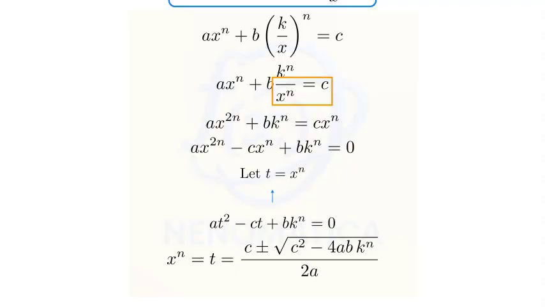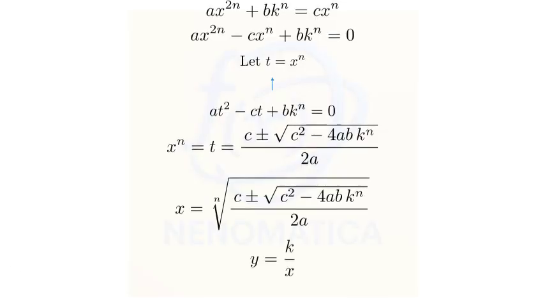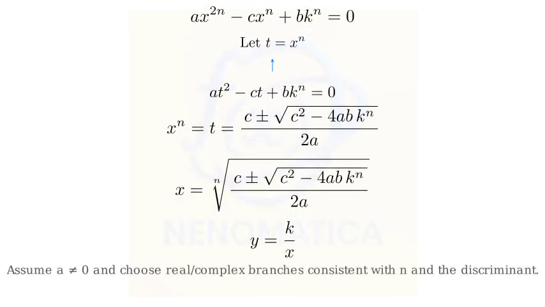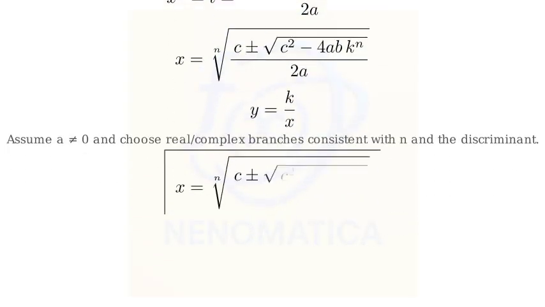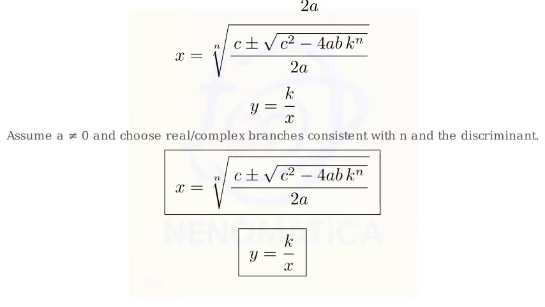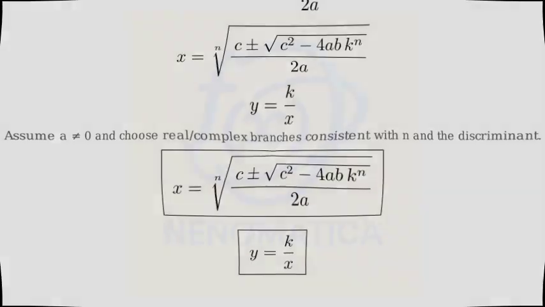t equals c plus or minus the square root of c squared minus 4 a b k to the n, all over 2a. Step 7. Take the nth root to recover x. For each admissible branch, x equals the nth root of that expression. Then use y equals k over x to get y. So the system reduces to a quadratic in x to the n. Solving that gives us all possible x values. And then y equals k over x completes the solution set.